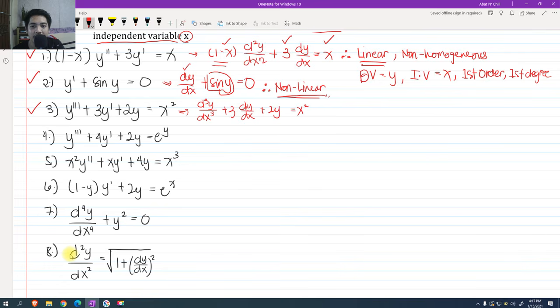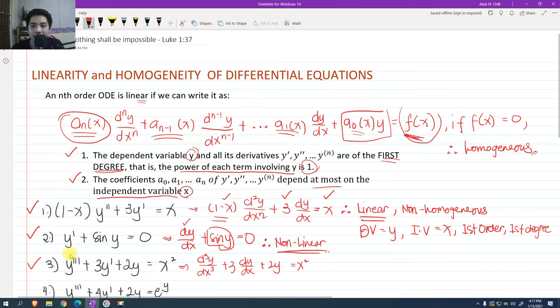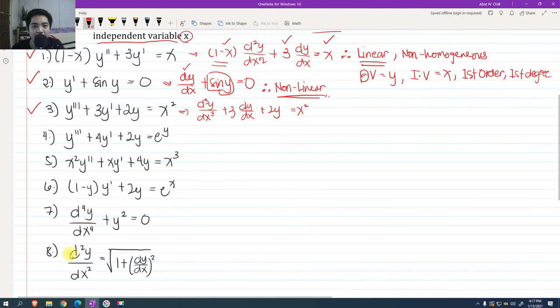And of course, it is equal to x squared. So it's not equal to 0, but still, this is purely in terms of f of x, or purely in terms of the independent variable. So therefore, this is linear. And of course, this is non-homogeneous because it's equal to x squared, not to 0. And then it has third order.